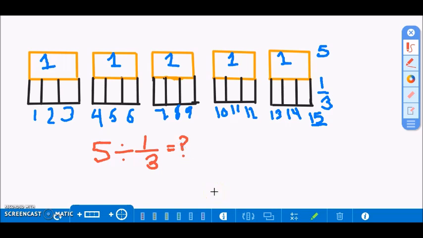We can think of 5 whole units and equally divide those 5 groups into thirds. We need to count the total number of thirds in those 5 whole units to find how many 1/3 are in 5. We have found that there are 15 groups of 1/3 in 5.